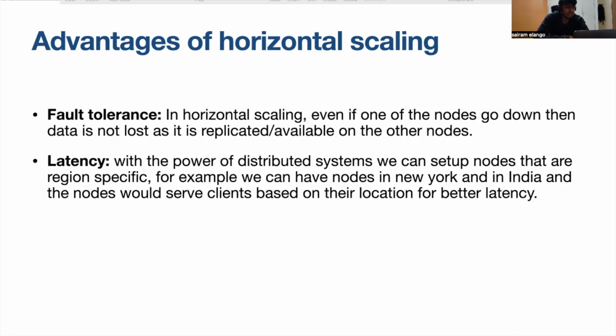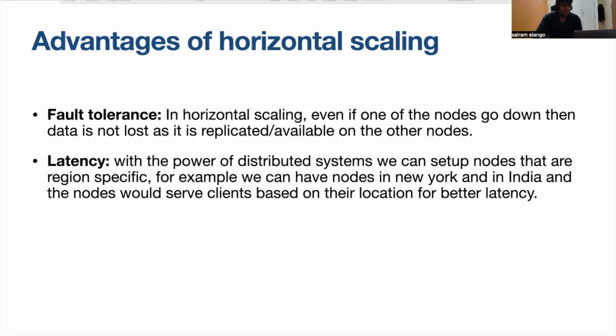In horizontal scaling, as you buy your nodes and connect them to your network, even if one of your nodes goes down, the other nodes will serve your end users. So this makes your system more fault tolerant, and your data would be available across the nodes, and your data retention and durability is also increased.